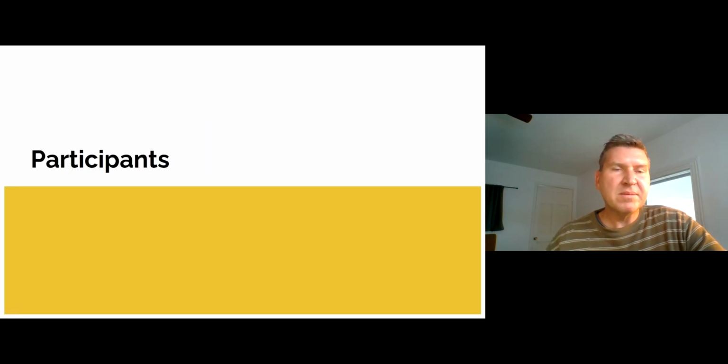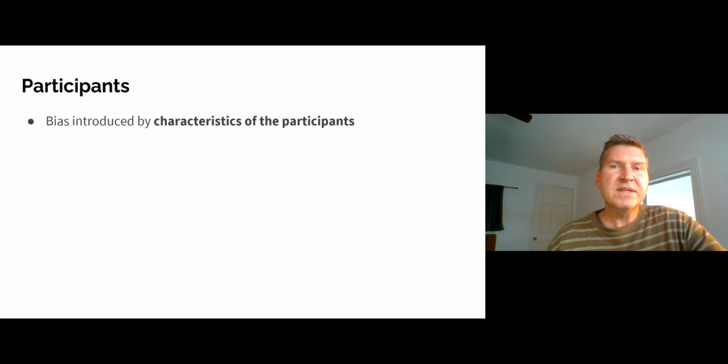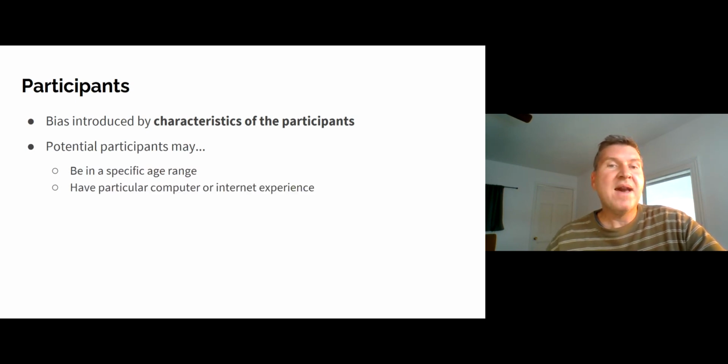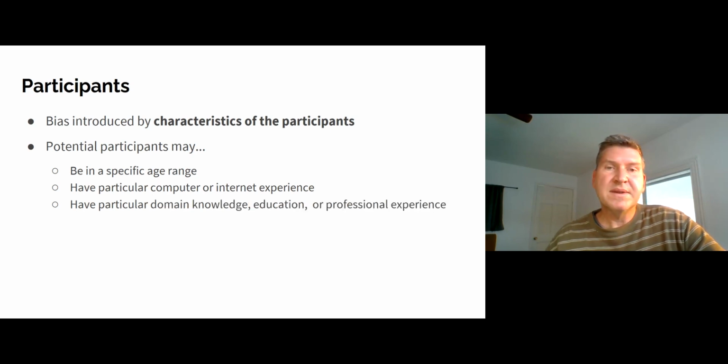So let's talk a little bit about the participants. So the characteristics of participants can really introduce a lot of bias. This might be because they're in a specific age range. They have different levels of experience. They may have more knowledge in a certain field, or they may have better education, or maybe they've run experiments themselves so they can know what is expected and others may not. They may have personal interests. The tasks may be more interesting to some of the participants than others.